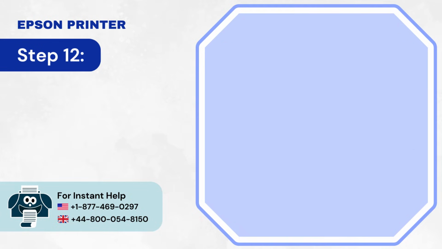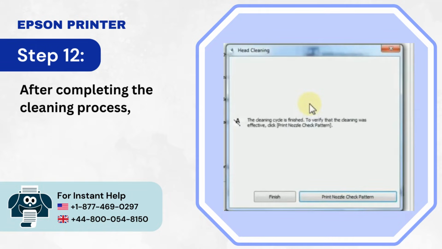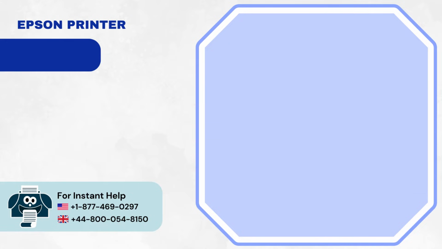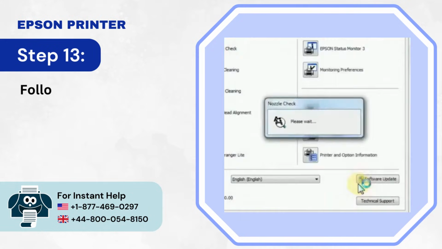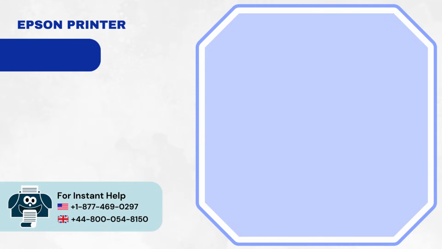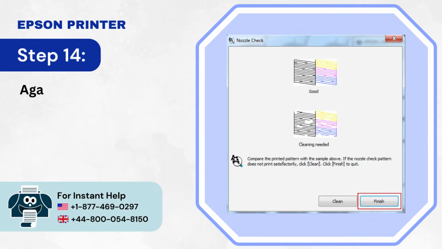Step 12. After completing the cleaning process, click the Print Nozzle Check Pattern button. Step 13. Follow the on-screen instructions and print the pattern. Step 14. Again verify the print pattern and click on Finish.